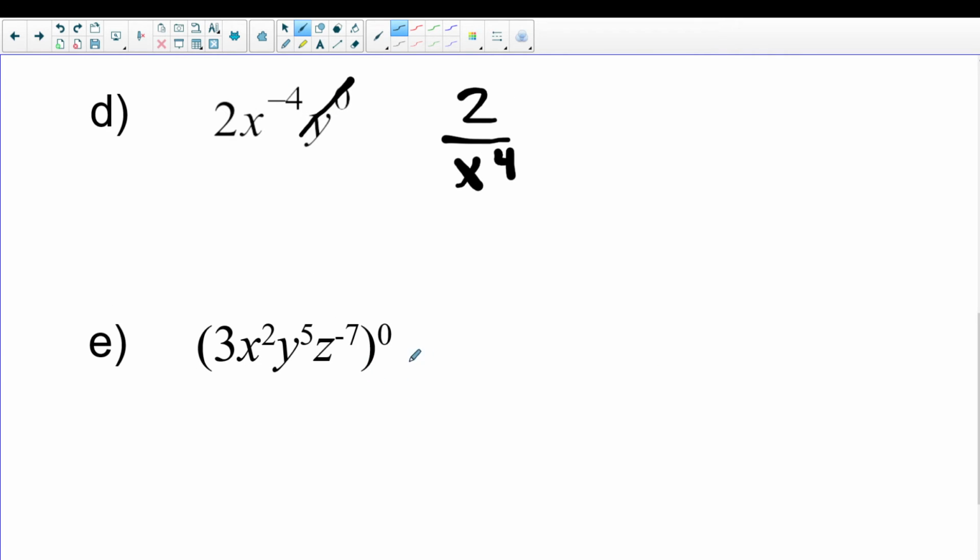And then our last example, we've got this very complicated thing here. So we've got 3 x to the second power, y to the 5th power, z to the negative 7th power. Now we could go through and move this z to the 7th power down to the denominator and change all that around. But I see right here that all of this is to the 0 power. So this is 3 to the 0 power times x to the 0 power times y to the 0 power times z to the 0 power. This is 1 times 1 times 1 times 1. This is 1. Right? Anything to the 0 power is 1.